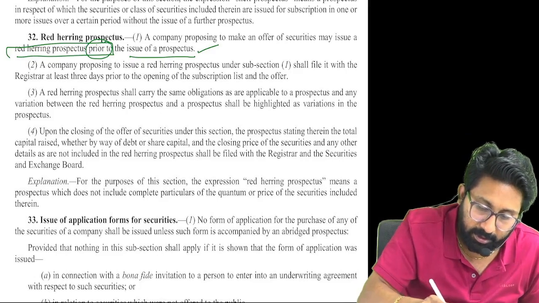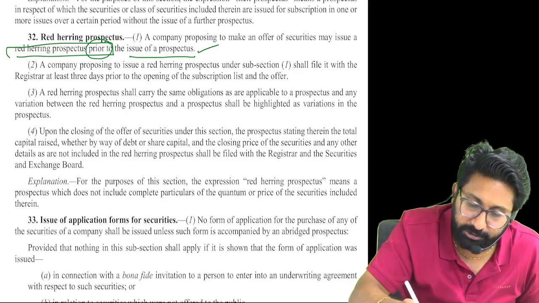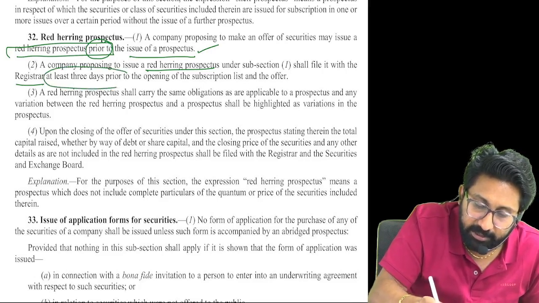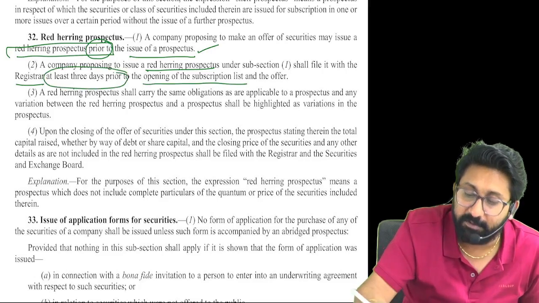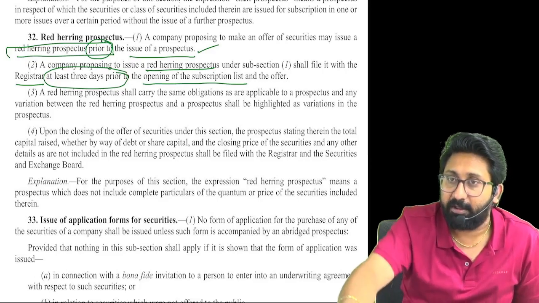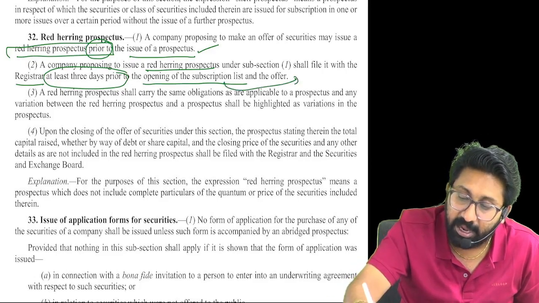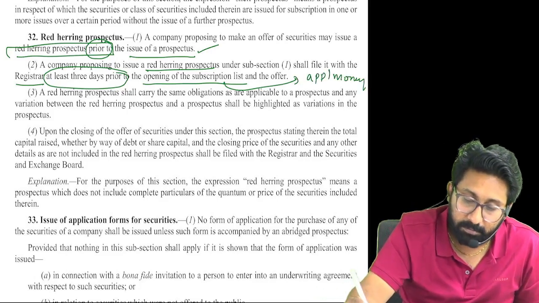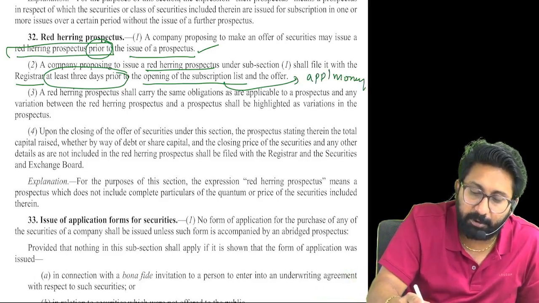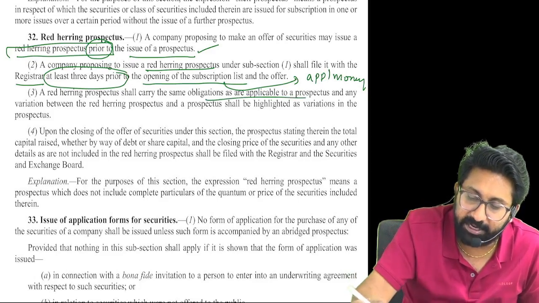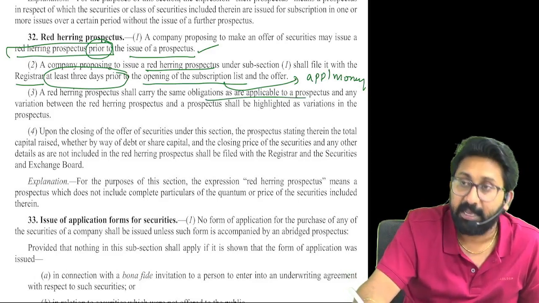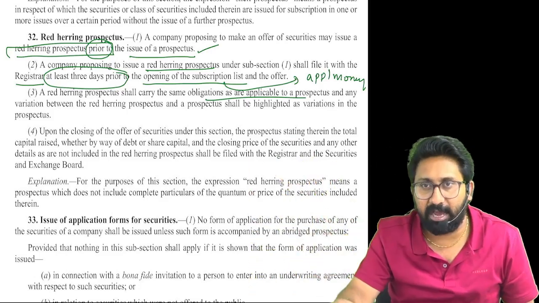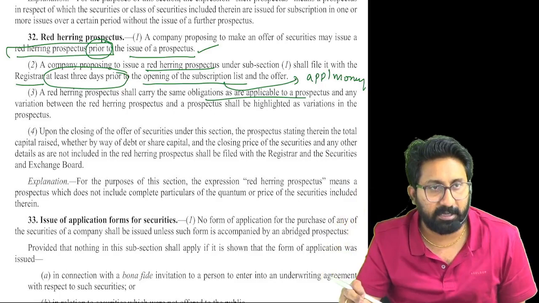A company proposing to issue a red herring prospectus shall file it with the registrar at least how many days? 3 days prior to the opening of the subscription list and the offer. Subscription list means application money. Next, the red herring prospectus shall carry the same obligations as applicable for a prospectus. That means the rules applicable to a normal prospectus apply equally to the red herring prospectus also.